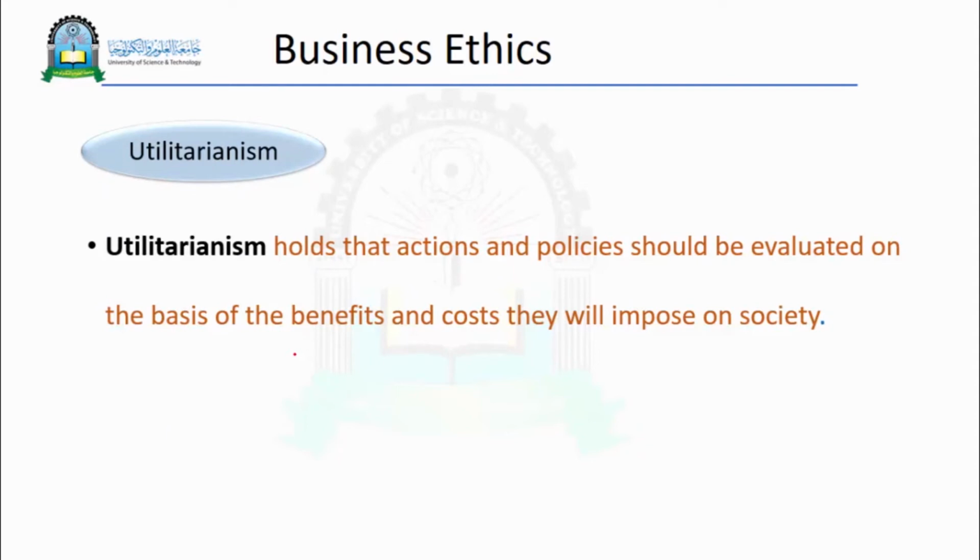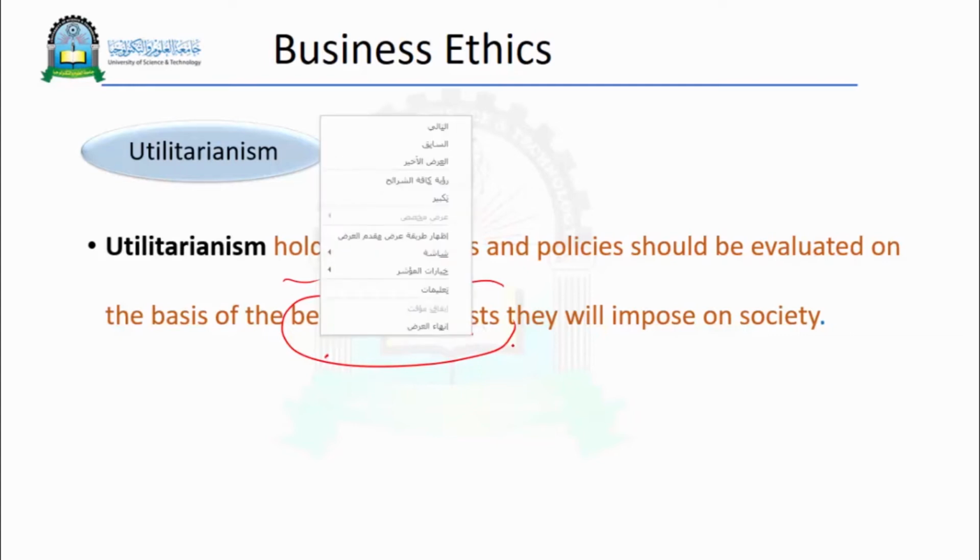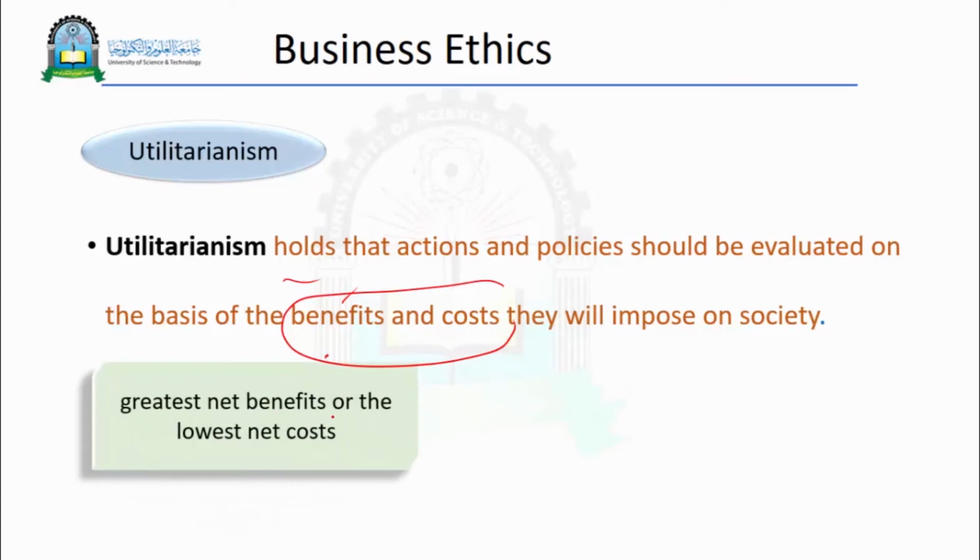So what do we mean by utilitarianism? Utilitarianism is a principle that holds that actions and policies should be evaluated on the basis of the benefits and costs they will impose on society. Meaning, whatever action the company comes up with should generate the maximum benefit possible with the minimum cost possible. So this is utilitarianism: the greatest net benefits or the lowest net cost. The company may have different alternatives, different options, but the option they should choose ethically is the one that provides the greatest net benefit or the lowest net cost. And when we talk about these issues, we're talking about the people surrounding the decision maker, not the decision maker. So we're talking about the customers, the employees, society, environment, shareholders, etc.